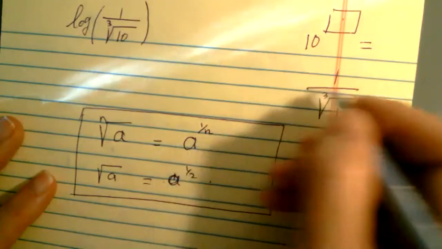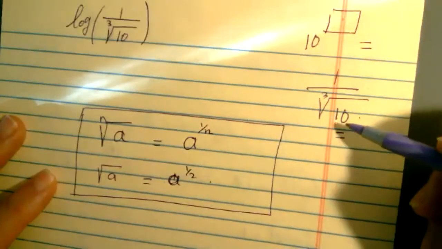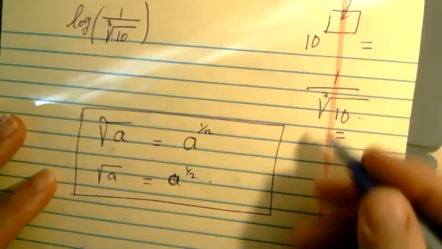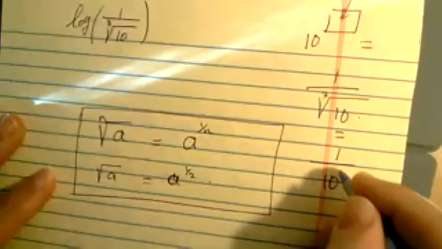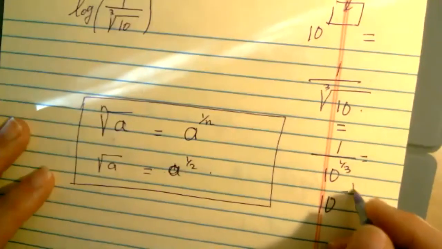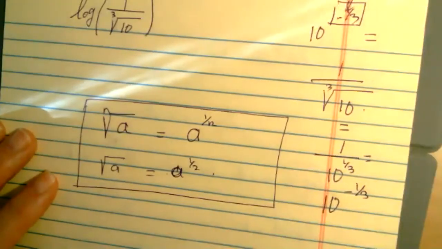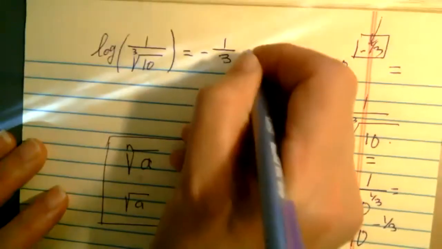So before I put the power, I need to write 10 to a power. To be able to find this, I need to write this to a power. So this is 1 over 10 to the power a third. But I need it in the numerator, so it's 10 to the minus a third. So my power here is minus a third. So this is minus 1 over 3.